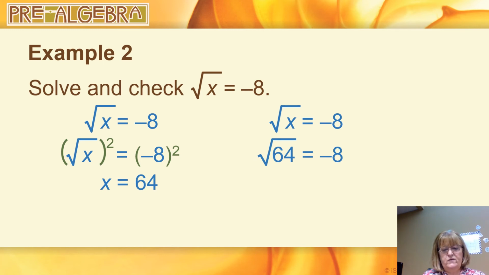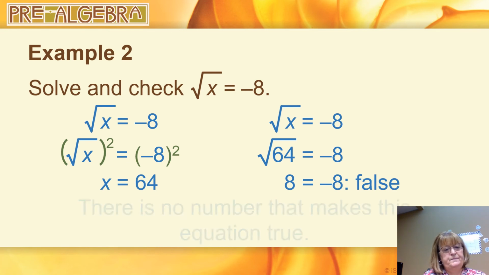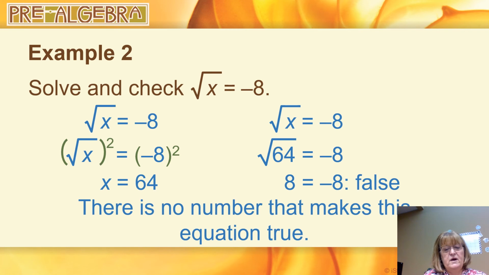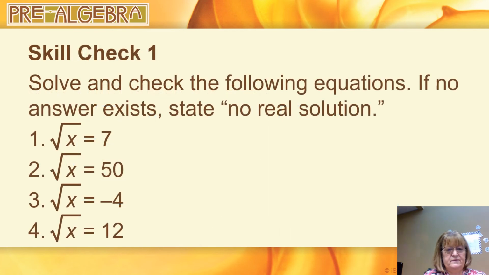The square root of 64 is negative 8. Is that true? No, the square root of 64, that's asking for the positive square root. So therefore, 8 does not equal negative 8. There's no number that makes this equation true. So it's false. We'll say then it's no real solution.